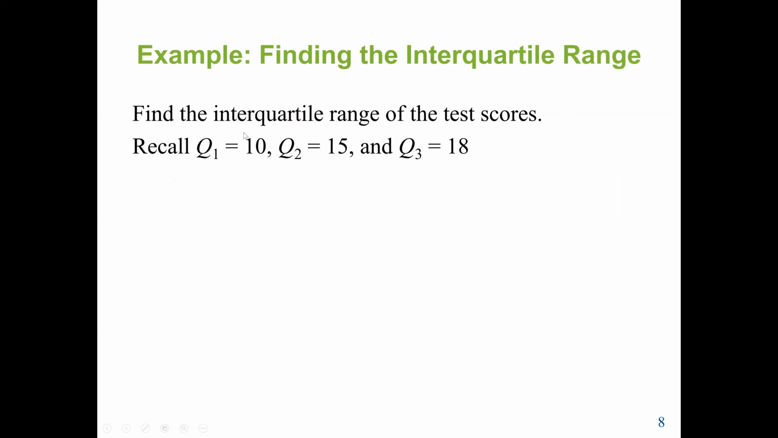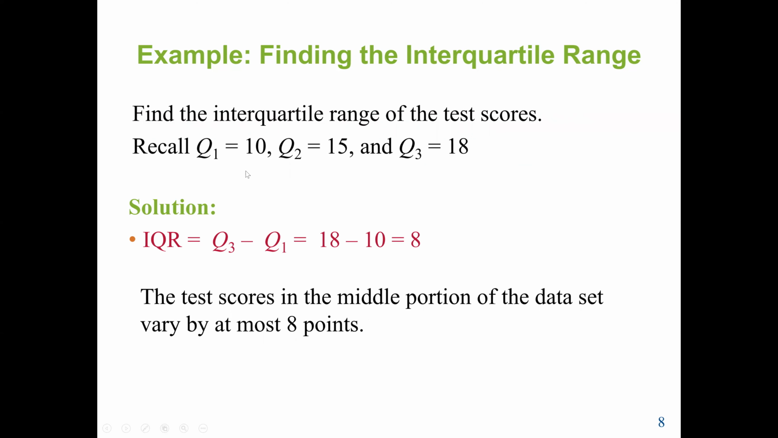So for the data set that was given to us previously, we were able to find Q1 to be 10, Q2 is 15, Q3 is 18. Now, if I want to find the interquartile range, that would be Q3 minus Q1, which will give me 18 minus 10, and that will give us 8. So interquartile range again is 8, the difference between Q3 and Q1.